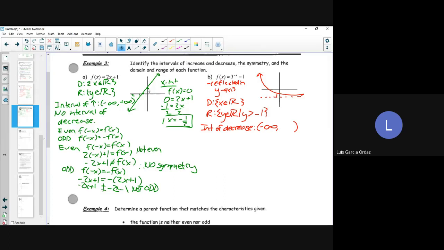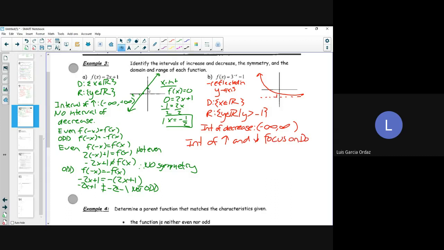Didn't we say something about the zero, because it was close to zero? Oh, that's the end behavior. So the end behavior for this one would be as x approaches positive infinity, y approaches negative 1. Is interval of decrease or increase only for the domain? For the domain. So remember, for intervals of increase and decrease, you focus on the domain.